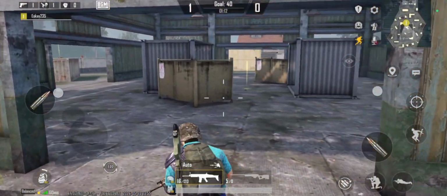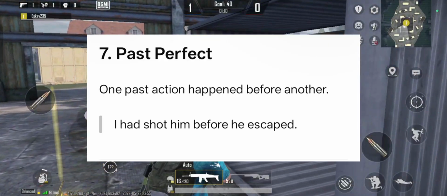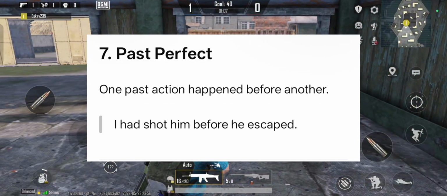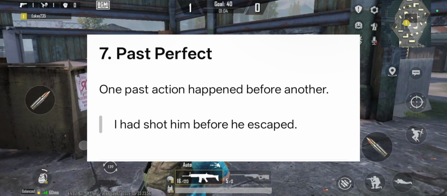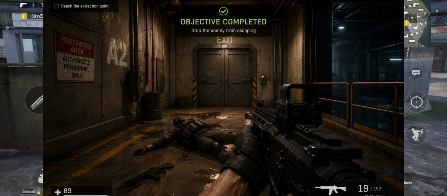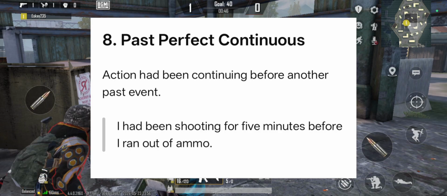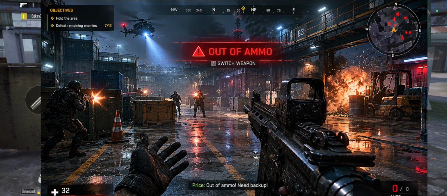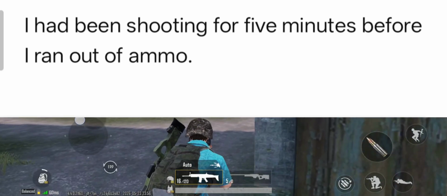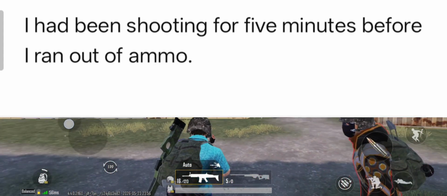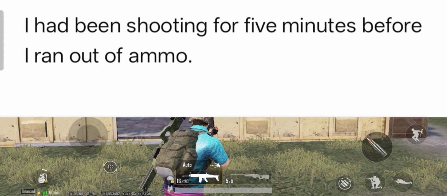Now let's move on to the next one, that is past perfect tense. This tense shows that one action happened before another past action. For example, I had shot the enemy before he escaped. Next one is past perfect continuous. This tense shows a continuing action before another event in the past. For example, I had been shooting for 5 minutes before I ran out of ammo.